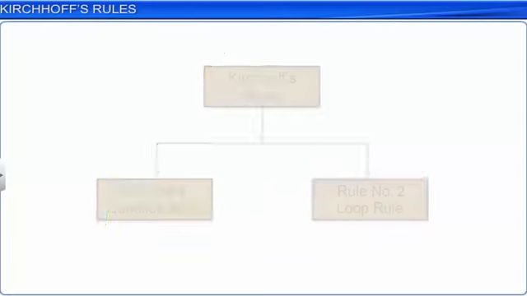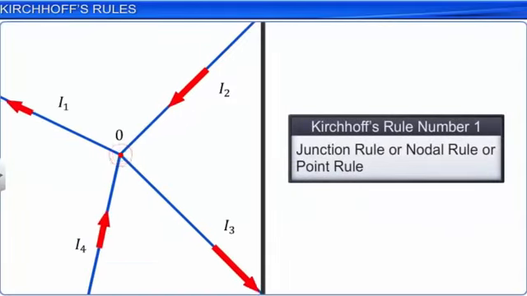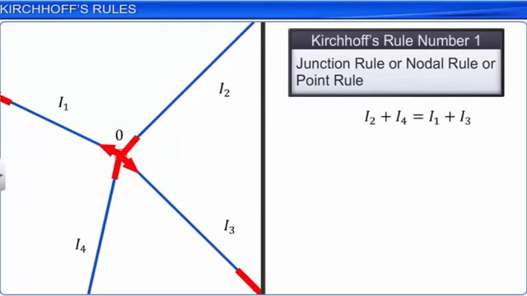Rule number 1. Kirchhoff's first rule is also called Kirchhoff's point rule or Kirchhoff's junction rule or nodal rule. This rule is based on the principle of conservation of charge. At any node or junction in a circuit, the sum of currents flowing into that node is equal to the sum of currents flowing out of that node.